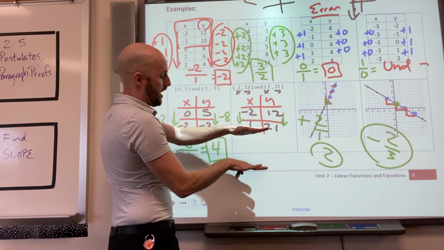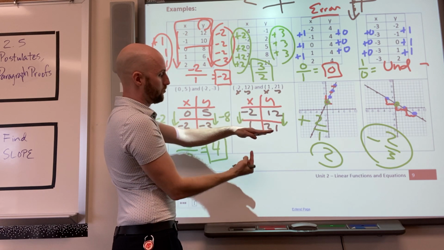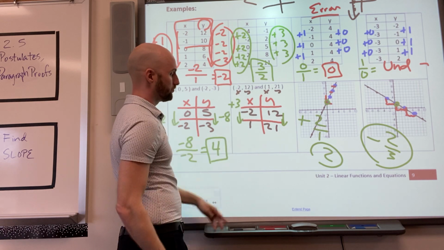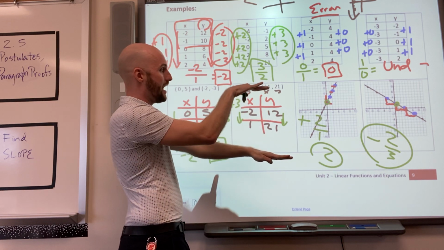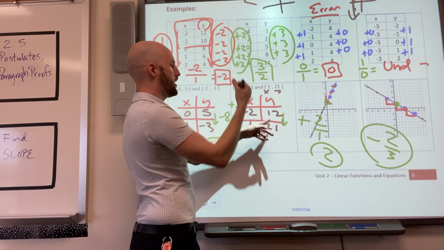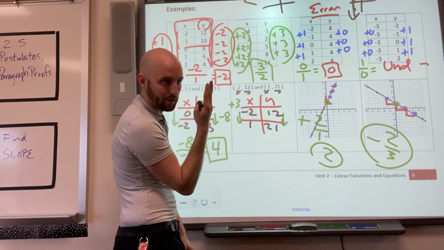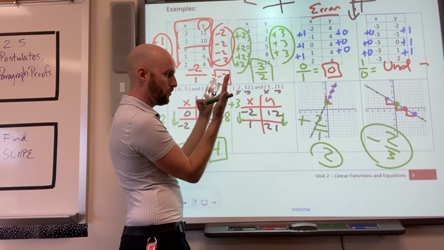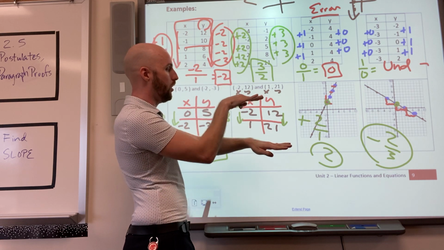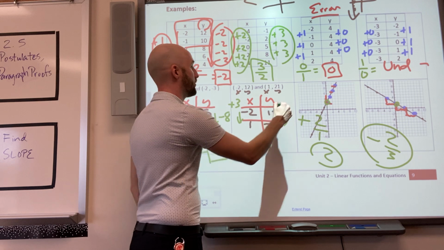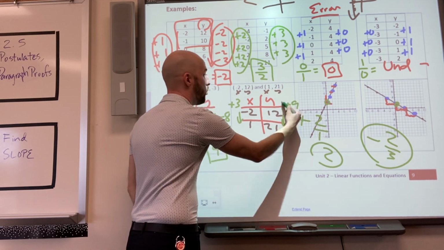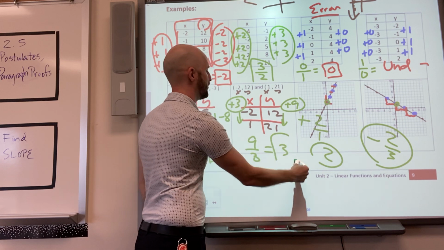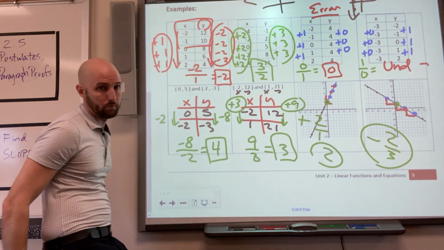Menos 2 hasta 1 positivo, suma 2, suma 1, eso es más 3 en total. Aquí estoy en 12 hasta 21, tienen que sumar 12, 13, 14, 15, 16, 17, 18, 19, 20, 21. 9 spaces. So from 12 to 21, it was plus 9. Y divide x, 9 divide 3 is 3, the slope.